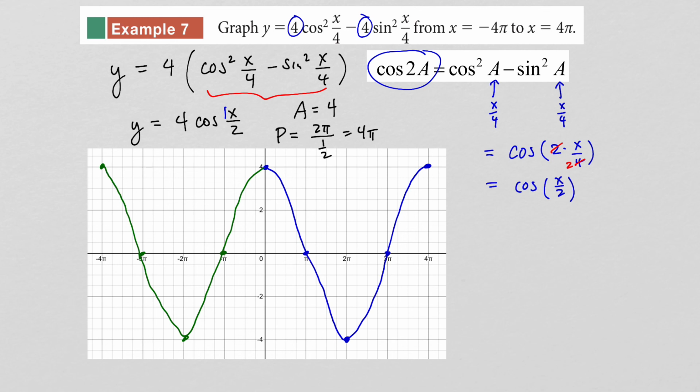All right, so the important thing here is to recognize that this is a complicated function. We don't know how to graph something when it's written in that form. So we look for a formula to help us rewrite it into something simpler. And then we can use previous knowledge to help us graph that.